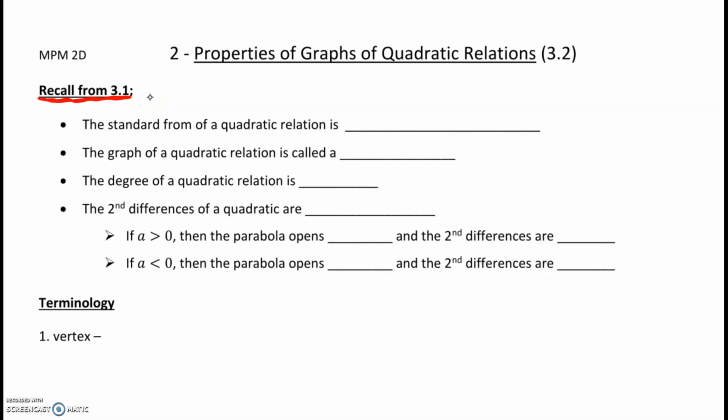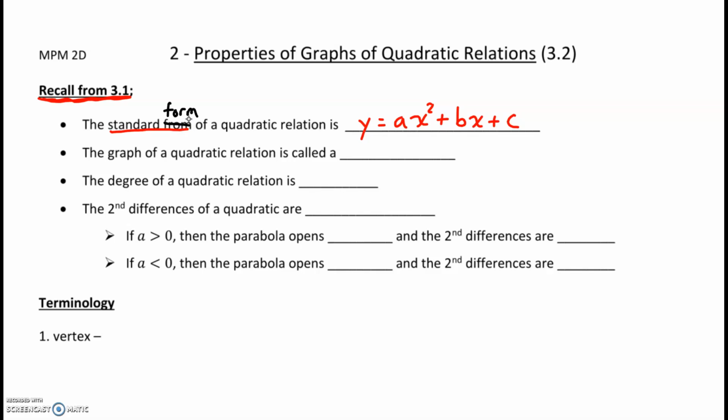So the first thing that we're going to go over is what standard form of a quadratic relation is, and that's when you have an equation that's in the form y equals ax squared plus bx plus c. So we understand this to be the standard form of a quadratic relation. You can see I have a typo here. I have standard from, so let's go ahead and change that to form.